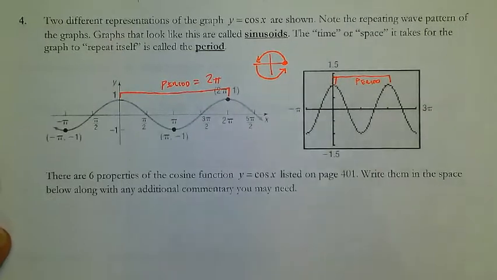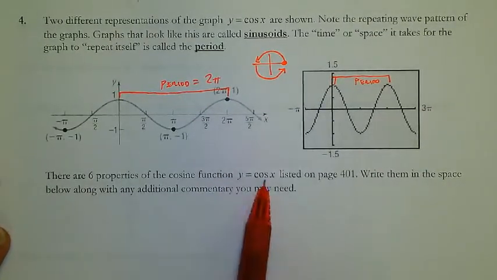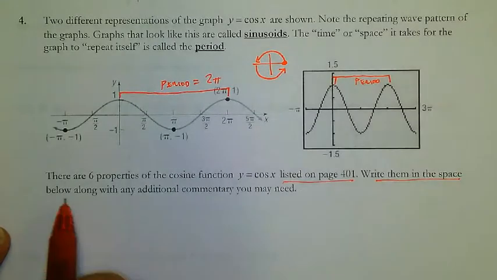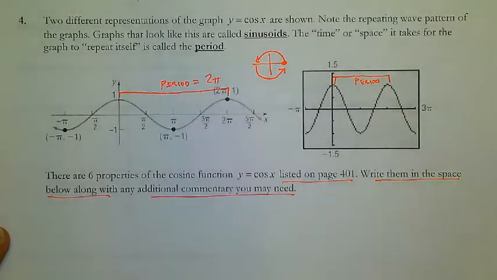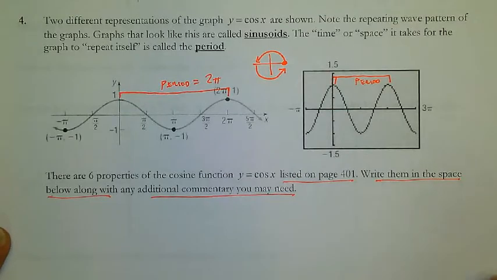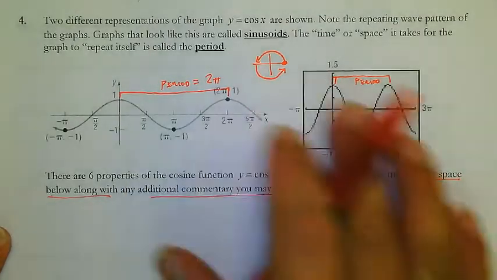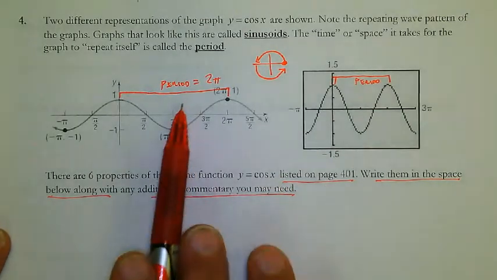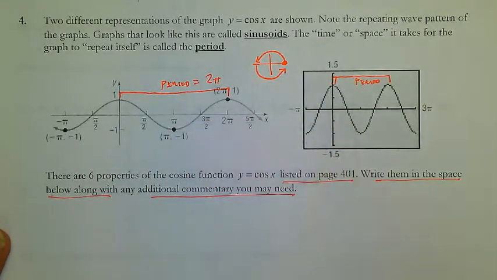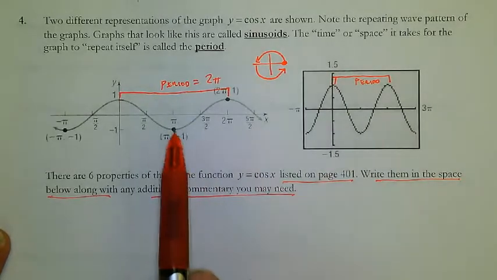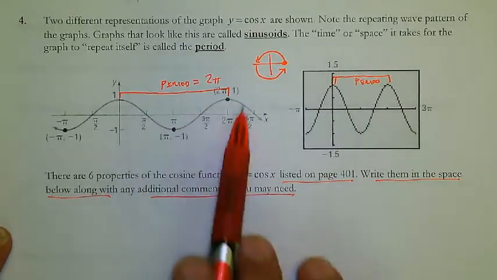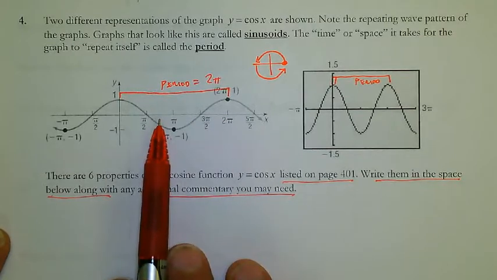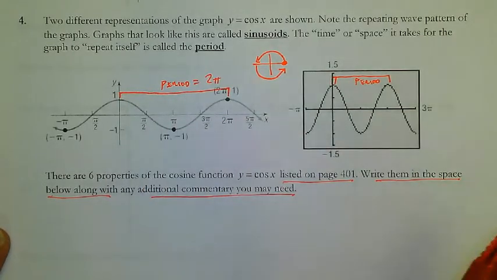Okay? Once again, there are 6 properties on page 401. Write them in the space below, along with any additional commentary you might need. Before you go on to the other videos, make sure that you do write this commentary and you understand how it relates to these. And also start to think about what's different between this graph of the cosine function as compared to the graph of the sine function.